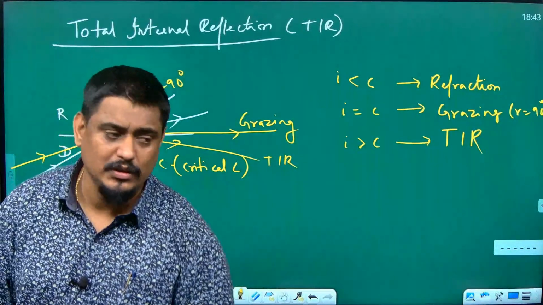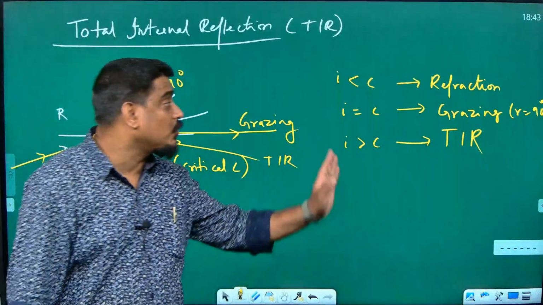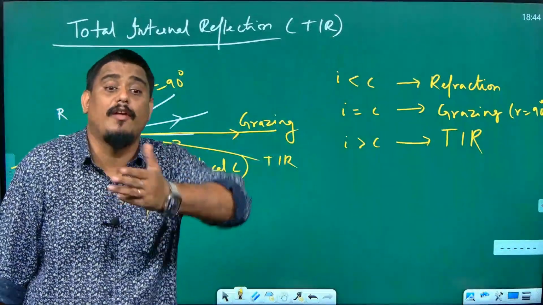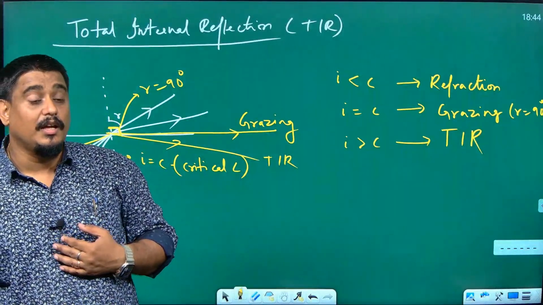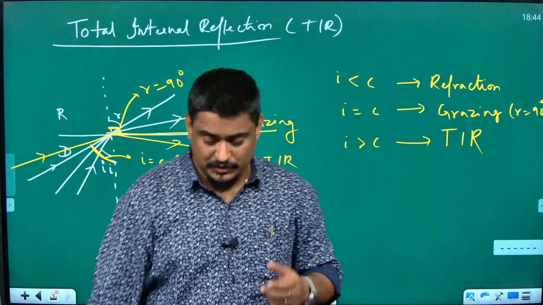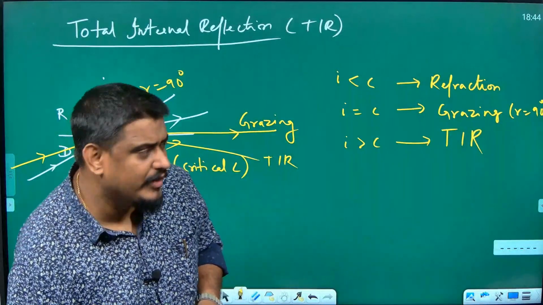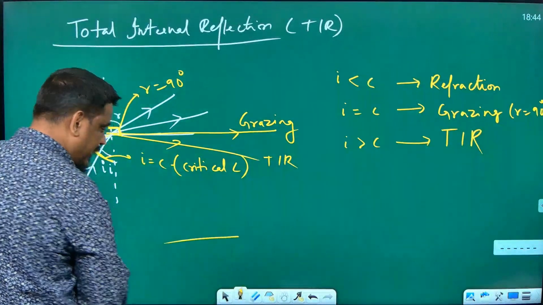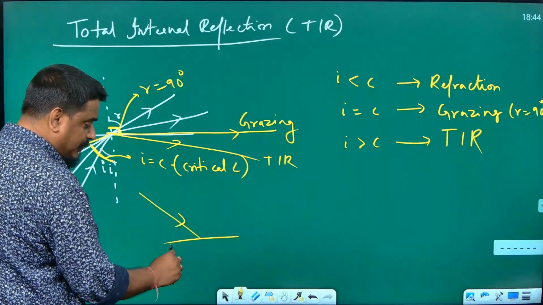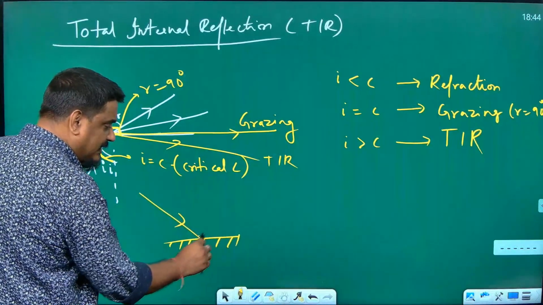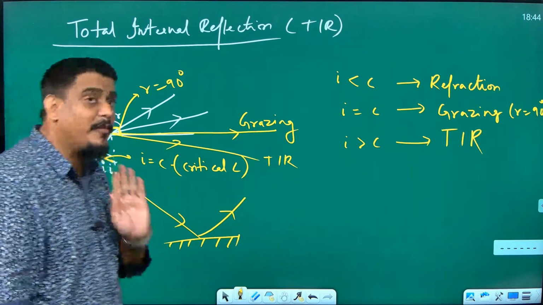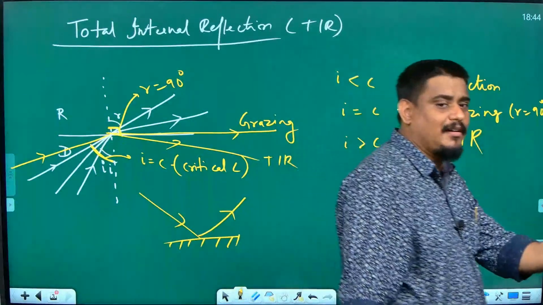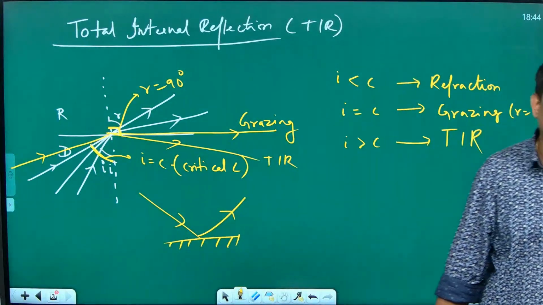Now you may have a doubt: why did I call it total internal reflection? Why not reflection itself? I will tell the reason for that. If you have a normal surface, suppose, and light comes, if it is a polished surface, light gets reflected. Do you agree with me? When I taught you reflection in the first class, I said reflection is the phenomenon by which light bounces back when it hits a reflecting surface.